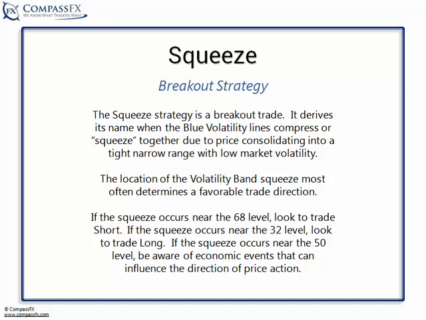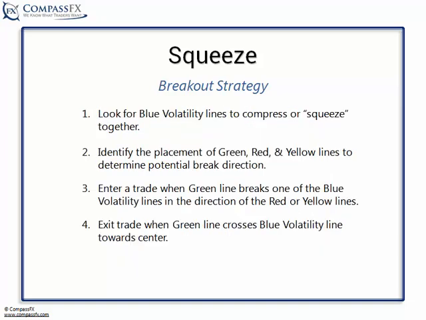If the squeeze occurs near the 50 level, be aware of any economic events that can influence the direction of price action. What we're going to be looking for is the blue volatility lines to compress or squeeze together. We're going to identify the placement of the green, red, and yellow lines to determine the potential break direction. Now these three lines should be inside the blue volatility lines. And you're going to monitor the movement of the green and red line inside the blue volatility band for a potential break direction. Enter a trade when the green line breaks one of the blue volatility lines in the direction of the red or yellow lines.